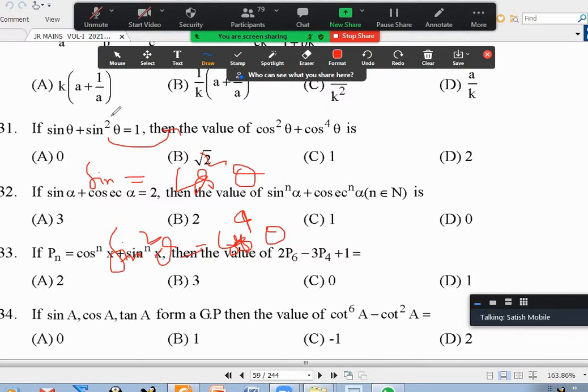Yes. You can send the sin square theta to the other side. 1 minus sin square theta is cos square theta. So sin theta is the same as cos square theta. Square it on both sides. Sin square theta is cos power 4. So I can remove this cos power 4 and write there sin square theta.